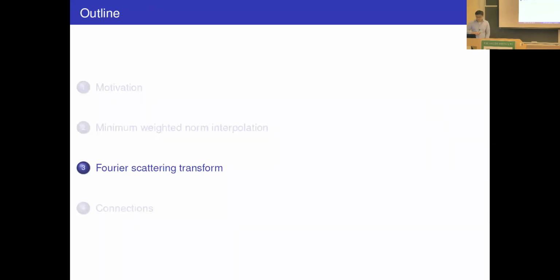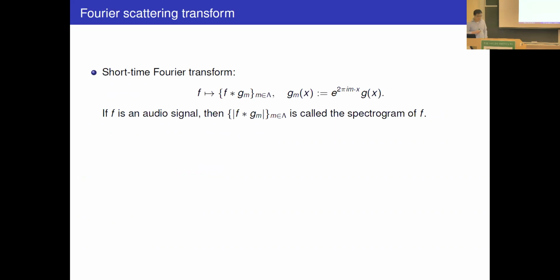Okay. So that's it for minimum weighted norm interpolation. I want to switch gears a little bit and talk about Fourier scattering. And this is joint work with Wojtek as well as Ilya Kavalerov, who was also a graduate student at Maryland at the time. So this is something I have spoken about several times. In fact, I talked about this in 2018 at Vanderbilt for the Constructive Computational Harmonic Analysis Conference.